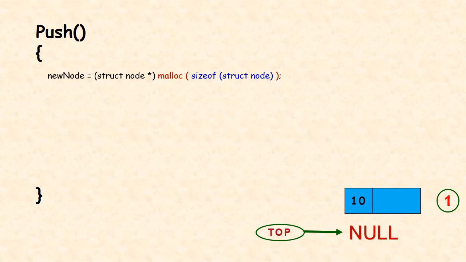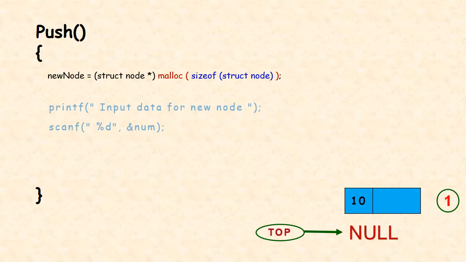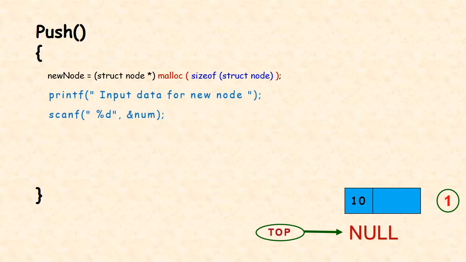Now what I am supposed to do is place a value in this node. I have to place 10, for example. For that purpose, I have to use a scanf statement to read a value. So I am reading a value into num. Now I have the value 10 in num. I have to assign that value to the new node's data, because this data part can be accessed like this: new node arrow data is equal to num.